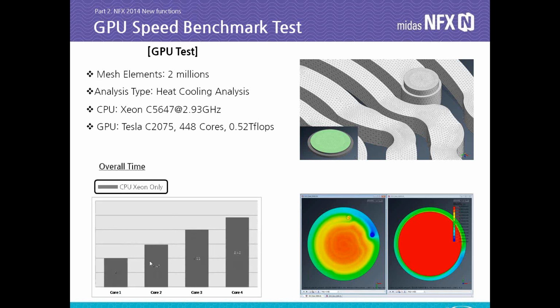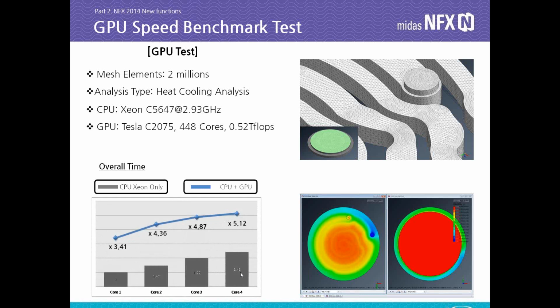So this is the computation time when you use only the CPU, with 1 core, 2 cores, 3 cores, and 4 cores. But if you use CPU plus GPU, you have an improvement of around 5 times faster if you have 4 cores in your computer. So it's really for a big CFD model which could take hours to solve. If you divide that time by 5, the saving is really not negligible, so it's really good.